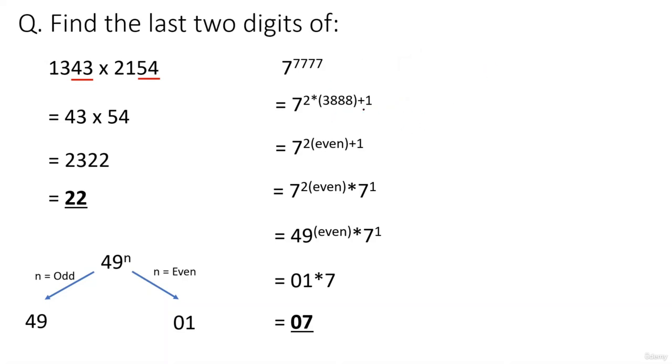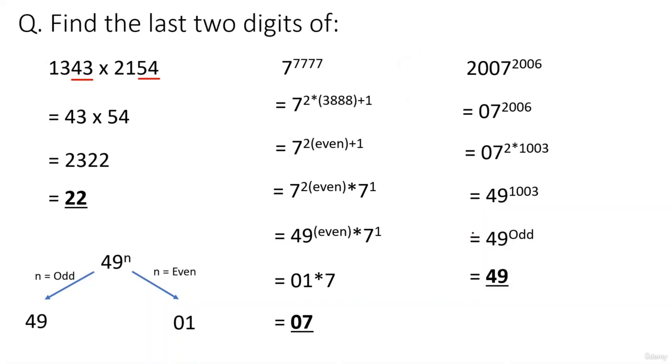The next question is 2007 raised to 2006. Again, I need to find only the last two digits. We take just 07, and from 2006 take a 2 outside. You will have 07 the whole square raised to 1003, or 49 raised to 1003. That is nothing but 49 raised to an odd number, which will always end with 49. As simple as that, right?